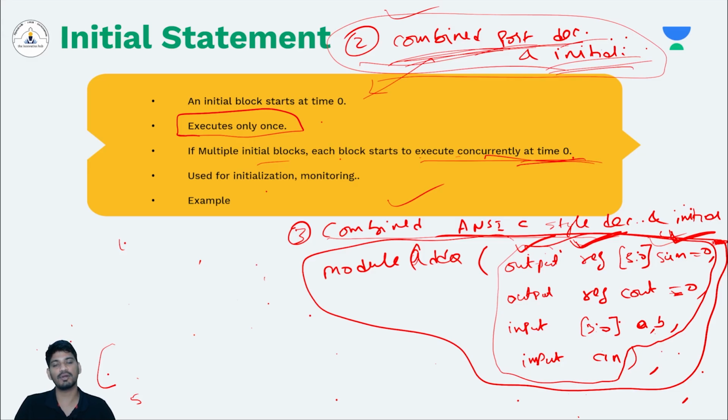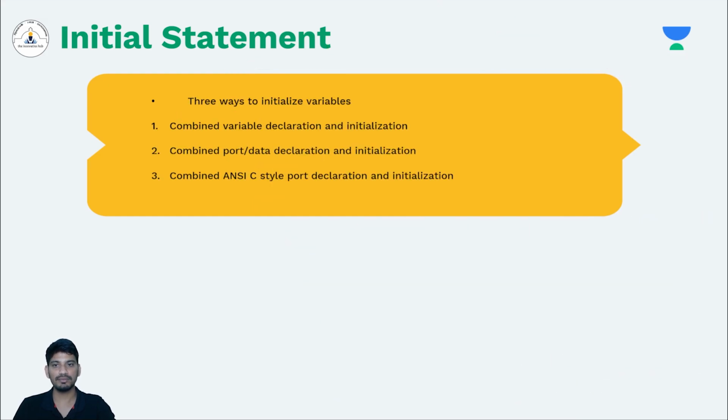Once you know all the three different methods, you can write your code for initializing any variables. Okay, this is all about the initial statement. We have seen different examples also of how to use the initial statement. Now let's move to the always statement. This is what I have defined so far: three different ways, combined variable declaration, combined port data declaration and initialization, and ANSI C style declaration. I usually prefer either of these two or a mix of these two, but not this. Okay.